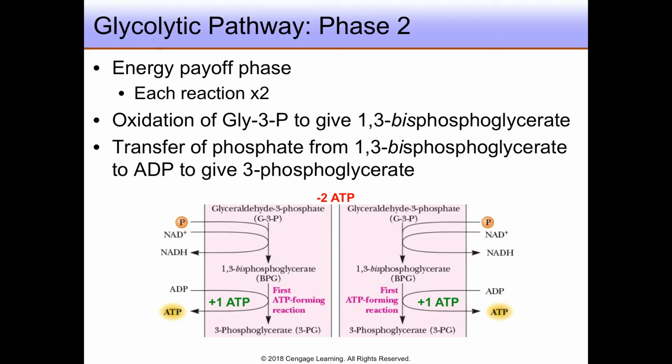We begin phase 2 with two molecules of glyceraldehyde 3-phosphate, so we get double the products for each step in this phase. First, Gly3P is oxidized and phosphorylated to give 1,3-bisphosphoglycerate. The subsequent transfer of a phosphate from this molecule generates our first energy product, ATP, with concomitant formation of 3-phosphoglycerate. Note that by the end of this step, we have recovered our initial investment of ATP.